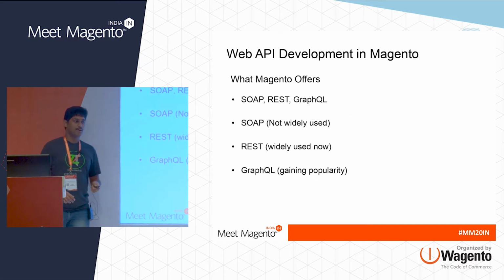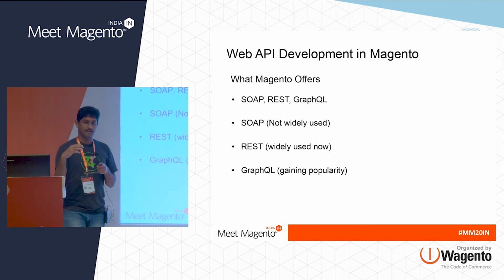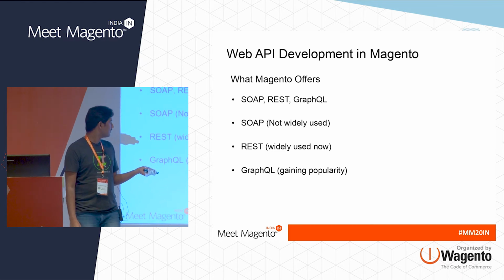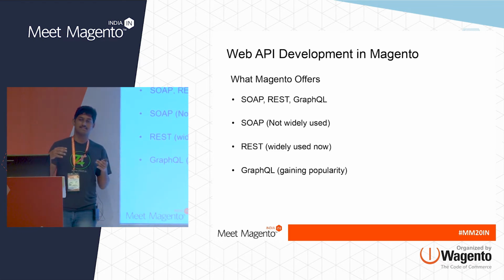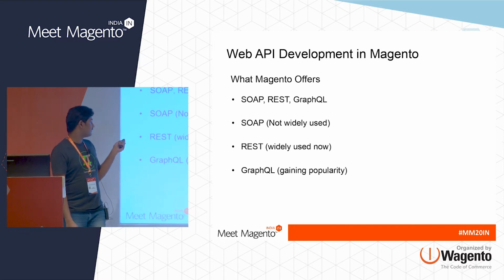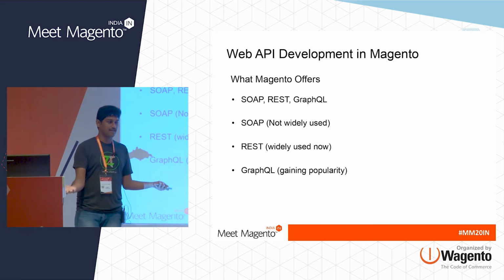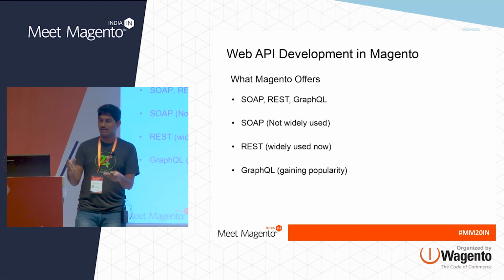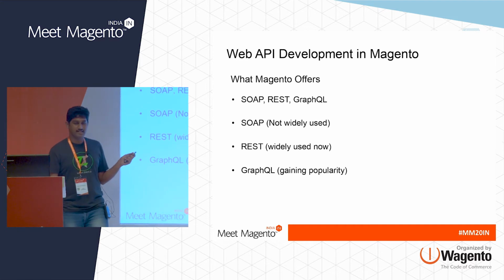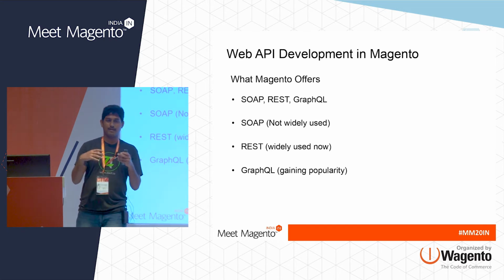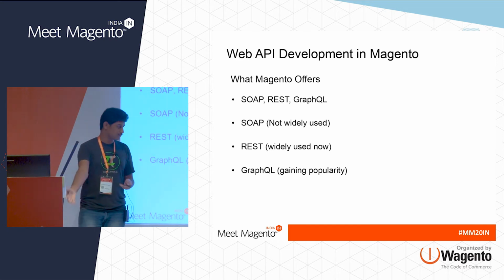So let's see what Magento offers now. There is a SOAP API, then REST APIs, and then GraphQL APIs. The SOAP APIs are a bit old now. People use them, but I personally have not worked with any SOAP APIs. Then there are REST APIs, which we use in our day-to-day applications, like in checkout, in cart, and a lot of other things. And then there is GraphQL. It is a hype today, a lot of people use it, and people are moving towards GraphQL.